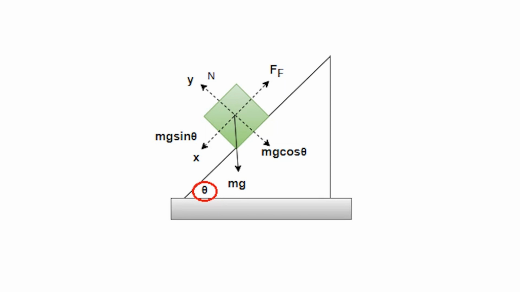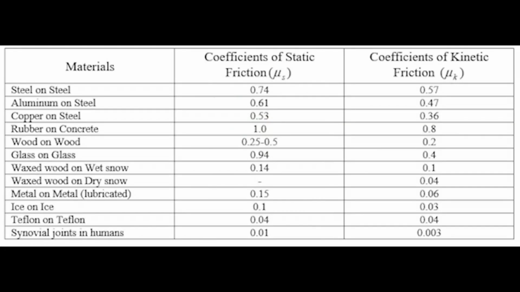In the first part of the experiment, we are going to calculate the kinetic friction coefficient, and in the second part of the experiment, we are going to calculate the static friction coefficient. After that, we are going to compare our results with the reference results.